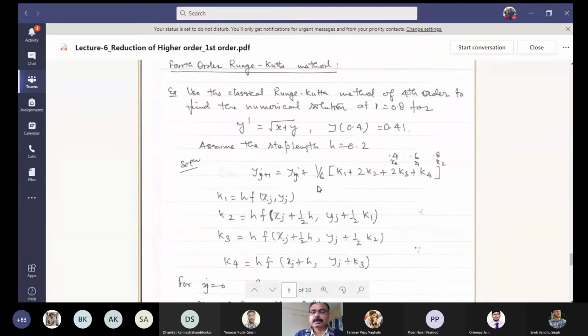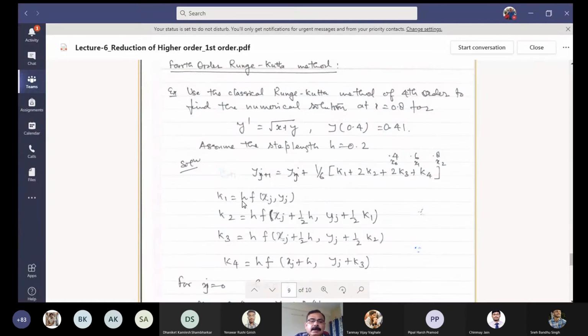K1, it is your 1 by 6. Let me check. 1 by 6 (K1 plus 2K2 plus 2K3 plus K4). Correct. It is written correctly. You see the 2 plus 2 plus 1 plus 1, so total is 6 divided by 6. It is normally distributed like this.